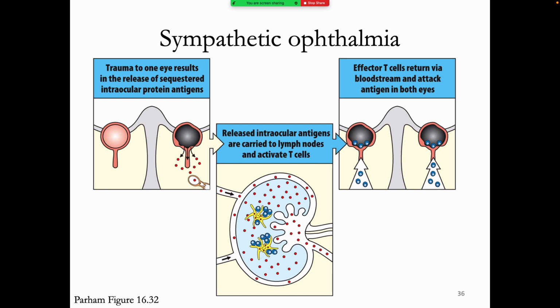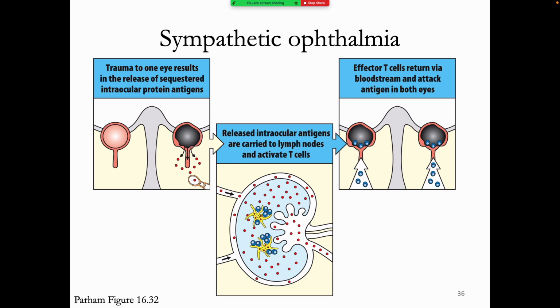And when they go to the nearest lymph node, they turn on T cells, who are like, whoa, what is this new antigen I never saw before? This must be something real bad. I must be infected with some terrible thing. Oh no, got to get rid of this terrible thing I'm infected with. And those T cells head back to the eye and completely kill it and destroy it.